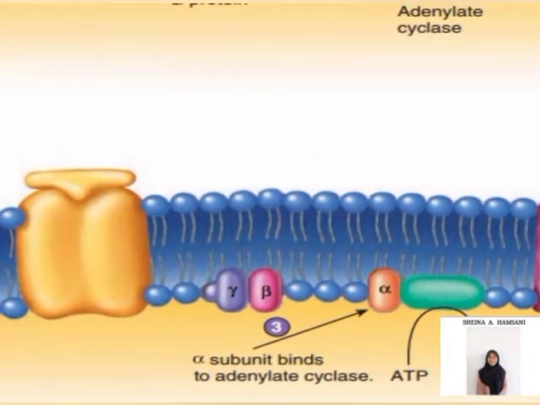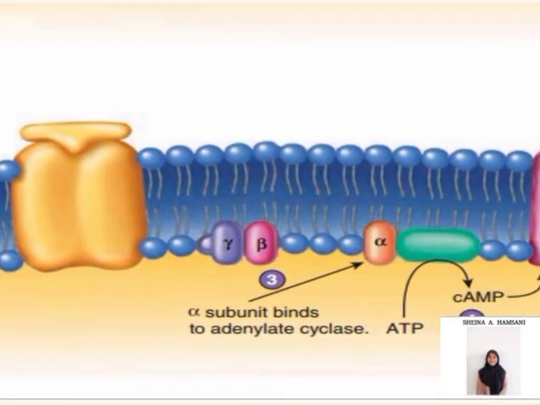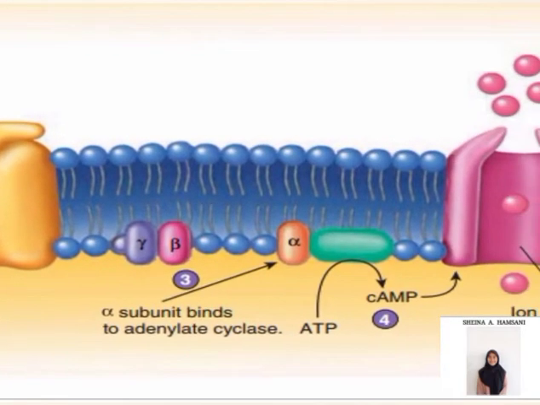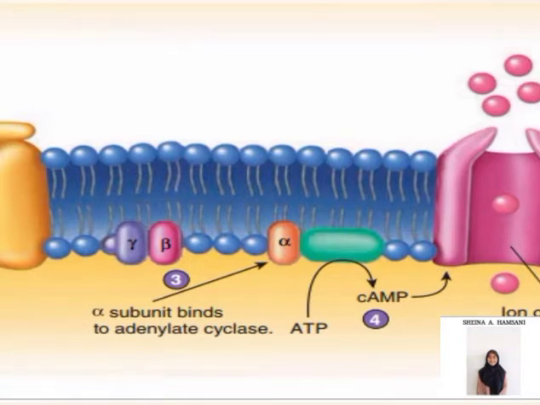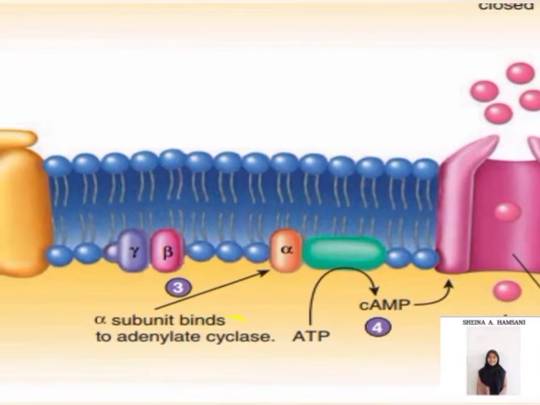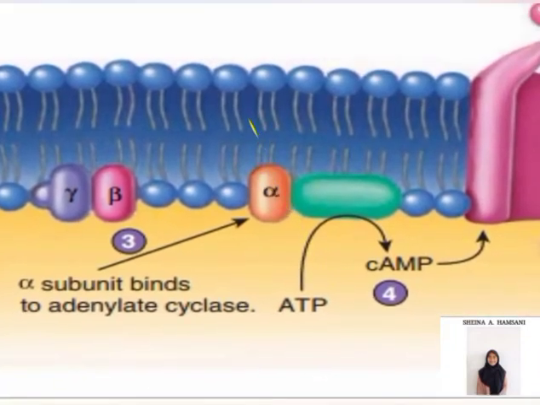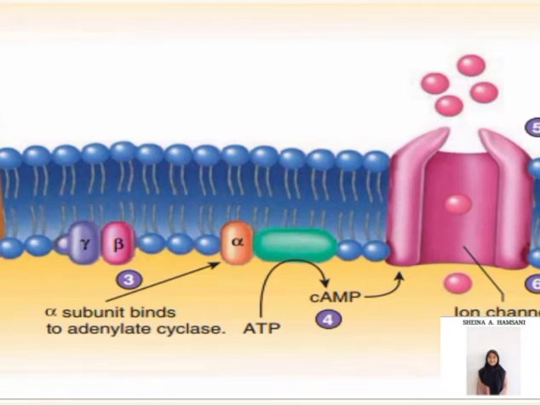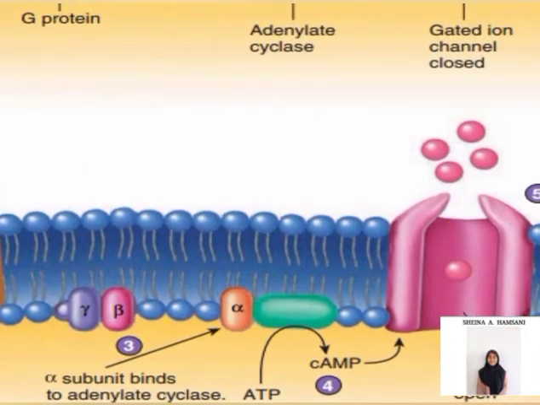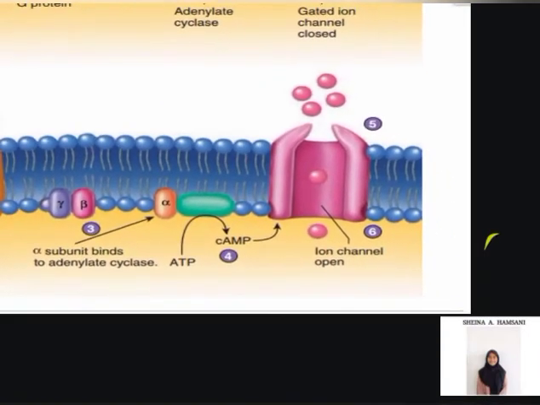The associated G protein is activated, and the alpha, beta, and gamma subunits dissociate. The alpha subunit of the G protein binds to and activates adenylate cyclase. As you can see, this step needs the energy of ATP, the force or strength, to open the ion channels. The adenylate cyclase catalyzes the conversion of ATP to cyclic AMP.